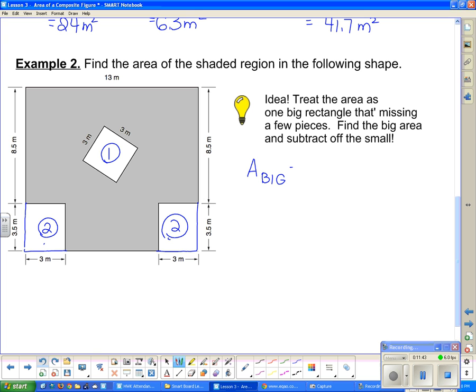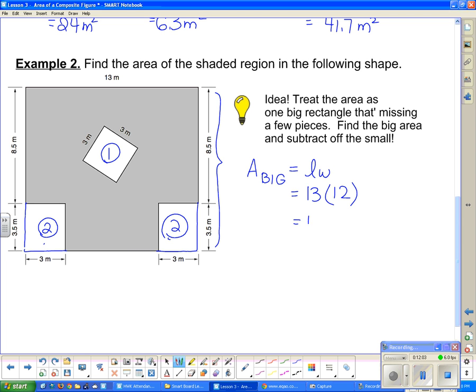So the area of the big one is, it's a rectangle, so let's go length times width. And so it's 13 times one whole side length. So the one whole side length is 12. 13 times 12.